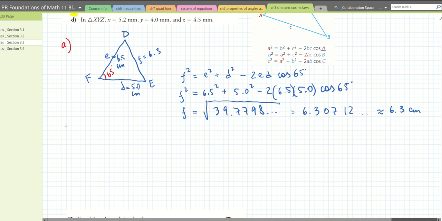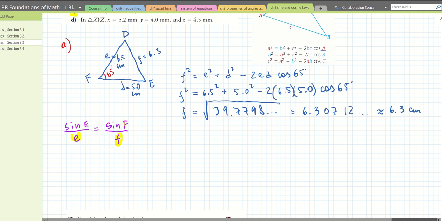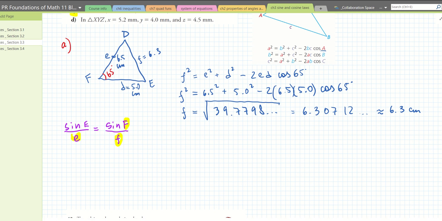Okay, so for sine law, because I'm looking for the angle, I'm going to write the sine on the top. So I'm going to write sine E over side E, and then sine F over side F. Now notice here that I know what this is. I know my value for E. I found my value for lowercase f, and I know my value for the angle F. Okay, so there's only one unknown, which is angle E.